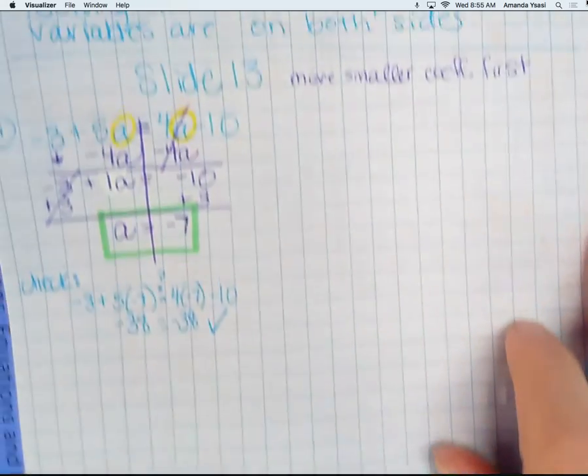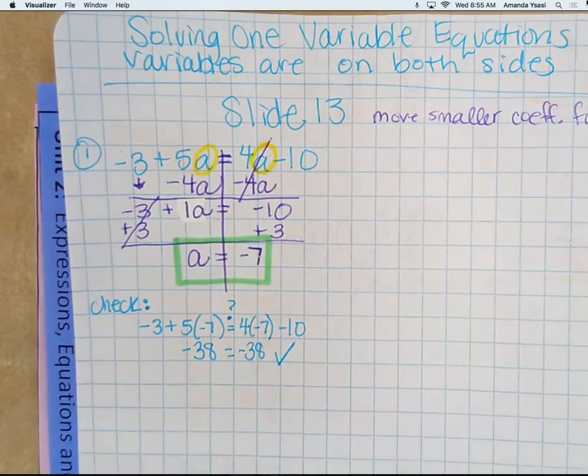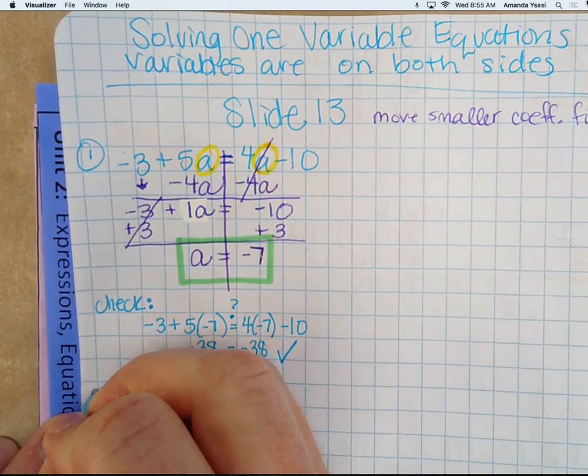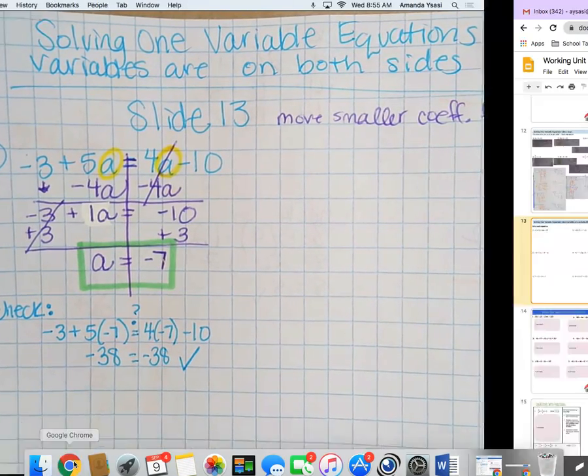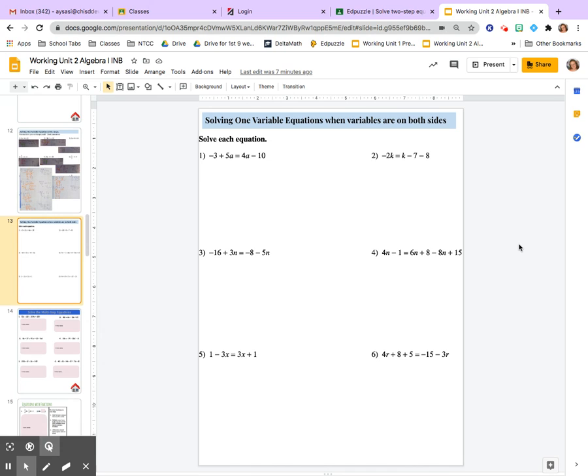Okay, any questions on number 1? Okay, so let's go to number 2. Let's see, how is it written in our... 2 is next to it. So I'm going to do the same thing. Negative 2k equals k minus 7 minus 8.